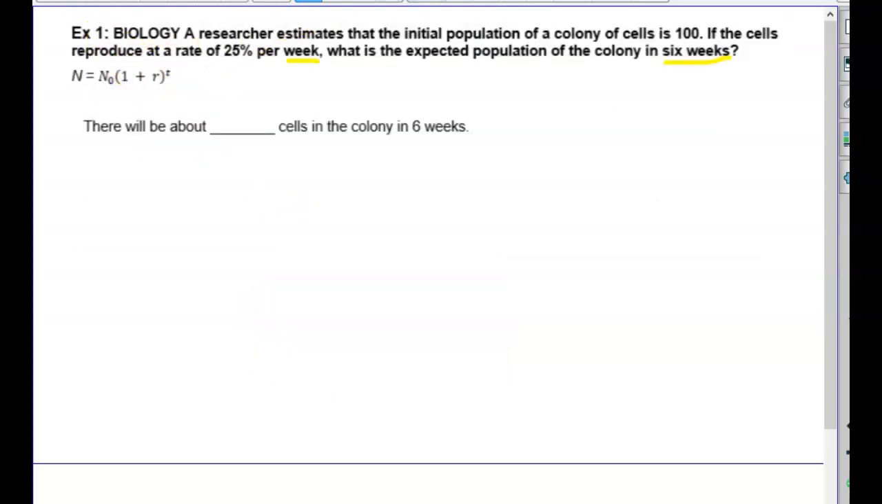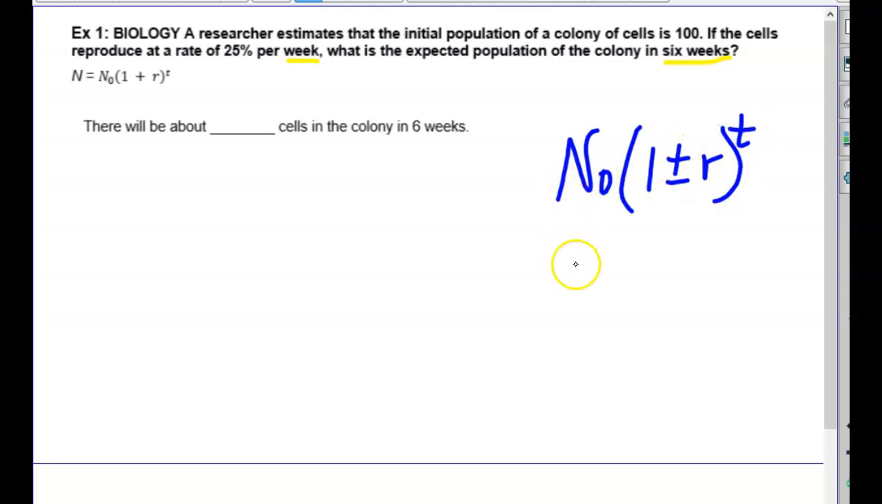So this is the next example. Biology. A researcher estimates the initial population. By the way, that's what goes out in the front. That formula was, did they use P or N sub 0? The initial amount, okay? And then it's 1 plus or minus some rate to the time. So our initial amount is 100. Cells are reproducing at a rate of 25% per week. So is that growing or decaying? Growing. So we're going to do plus.